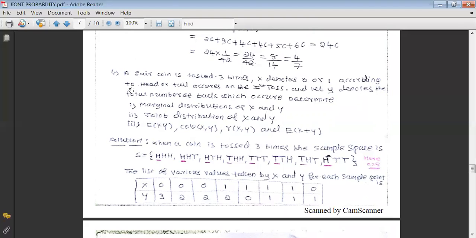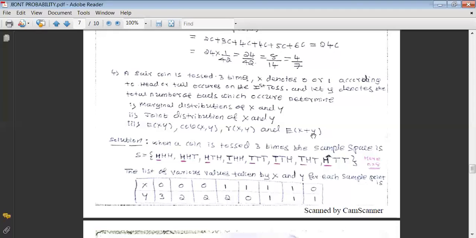And the problem is like this: a fair coin is tossed 3 times. X denotes 0 or 1 according to head or tail occurs on the first toss, and let Y denote the number of tails which occurs. Determine the marginal distribution of X and Y. Second, the joint distribution of X and Y. And the third one is the expected value of XY, covariance of XY, correlation coefficient between X and Y, and the expected value of X plus Y.